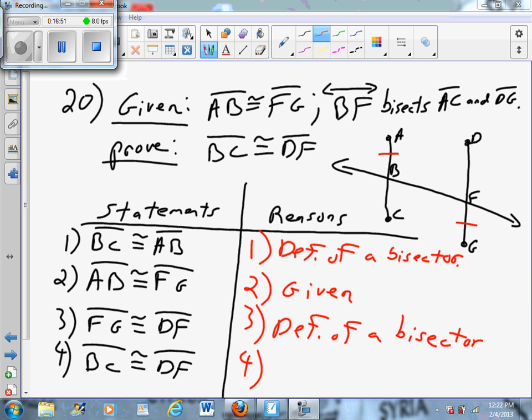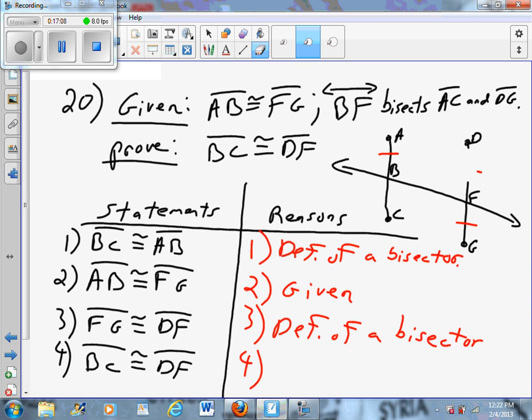All right, now let's formally state the reasons for each one of the statements. BC is congruent to AB. Why can we say that? Definition of a bisector. Number 2, given. Number 3, the same as number 1. We're stating formally that FG is congruent to DF. I shouldn't use 2 hash marks, I should have just used 1. DF is congruent to FG. Why? Definition of a bisector.